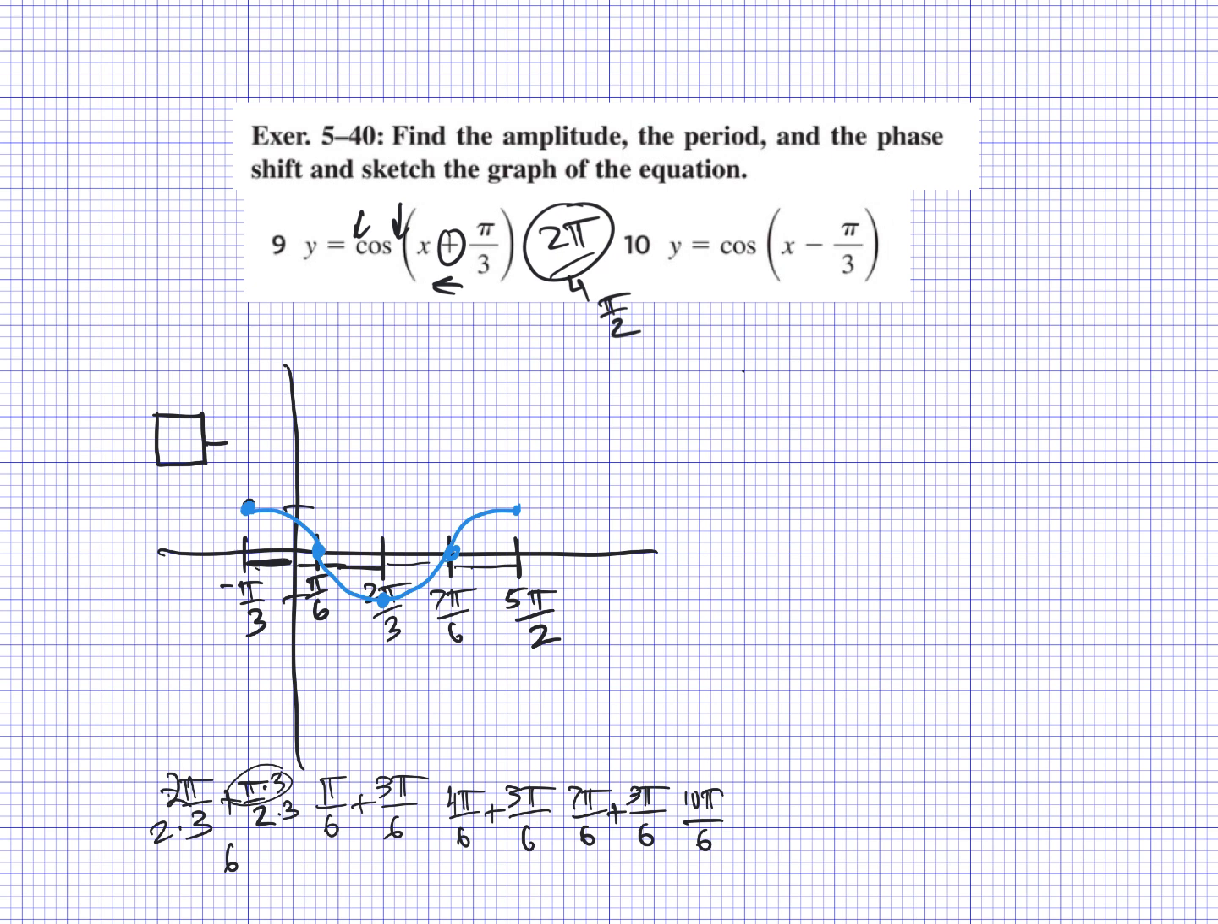All right, number 10, we're shifting to the right by pi over 3. So again, we'll just say this is pi over 3 here. And b is 1, and our amplitude is 1.